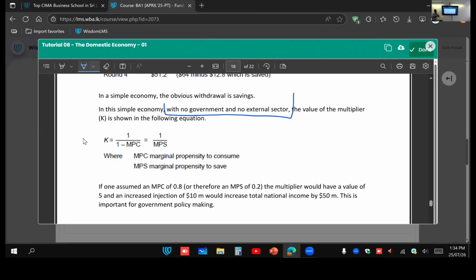MPC means... good. I thought you would say municipal council.